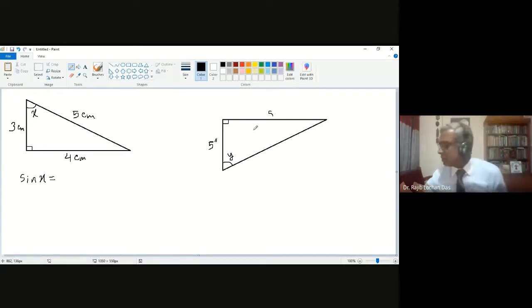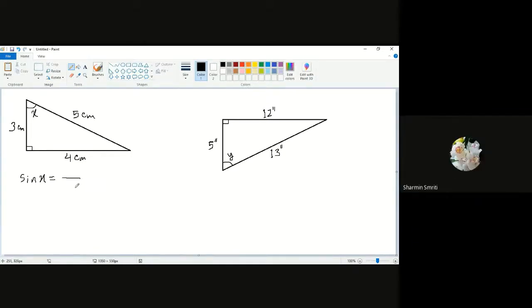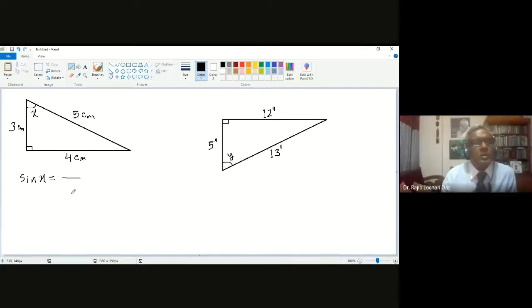Let me just do a little calculation. 5, 12. Okay, so it's fine. One side is 5, another side is 12 inches, and the other side is 13 inches. So you have three sides like that. Now for the left side triangle, if I write sin x, then what will you write? 4 divided by 5. So it is actually correct. Do you agree with this?